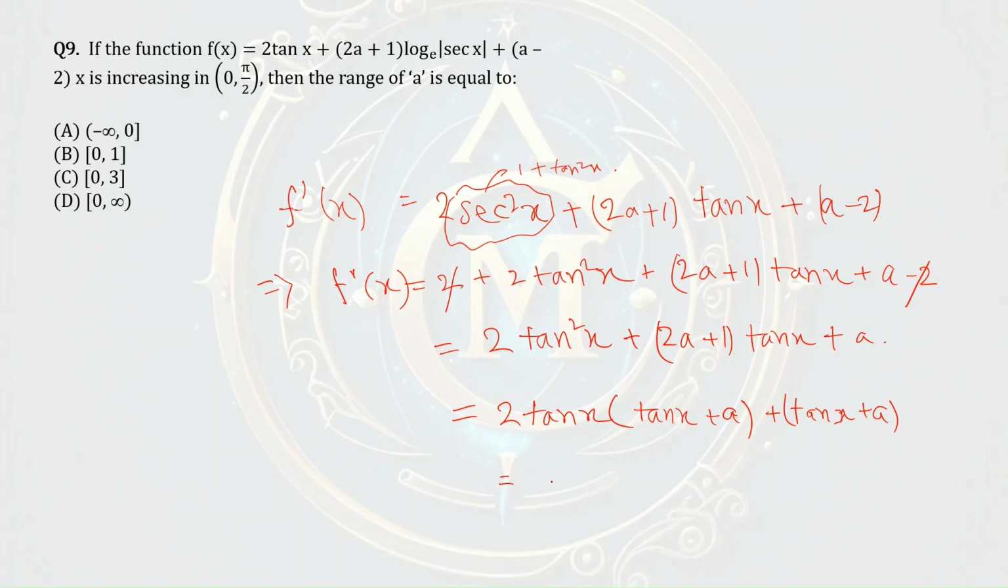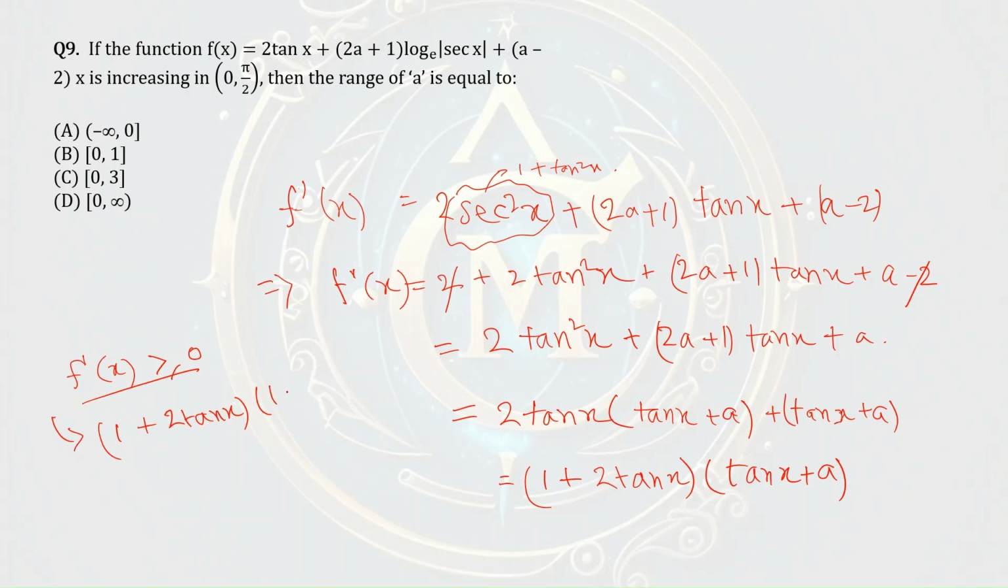So we factorize this expression as (1 plus 2 tan x) times (tan x plus a). And as f is increasing in (0, pi by 2), f dash x should be greater than or equal to 0. That means (1 plus 2 tan x) into (tan x plus a) should be greater than or equal to 0.